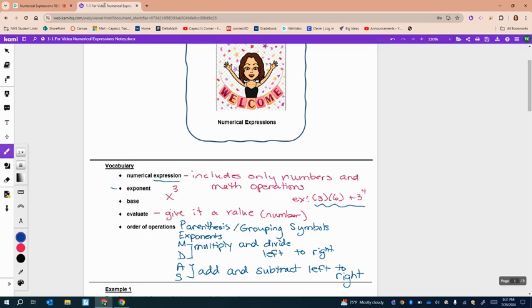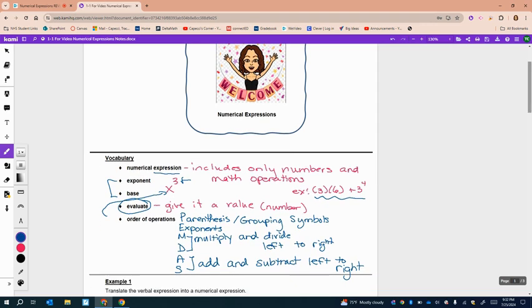Now, when I'm looking at the exponent and base, we're going to talk about that together. That's probably something you've seen before. The bigger number is considered the base, and the number raised, that power we sometimes call it, is the exponent. Now, when we see the word evaluate, the word evaluate means to give something a value or a number. Like if I say evaluate an expression and the value comes out to be 7, that's the value that we're assigning, which we're going to explore a little bit in this lesson.